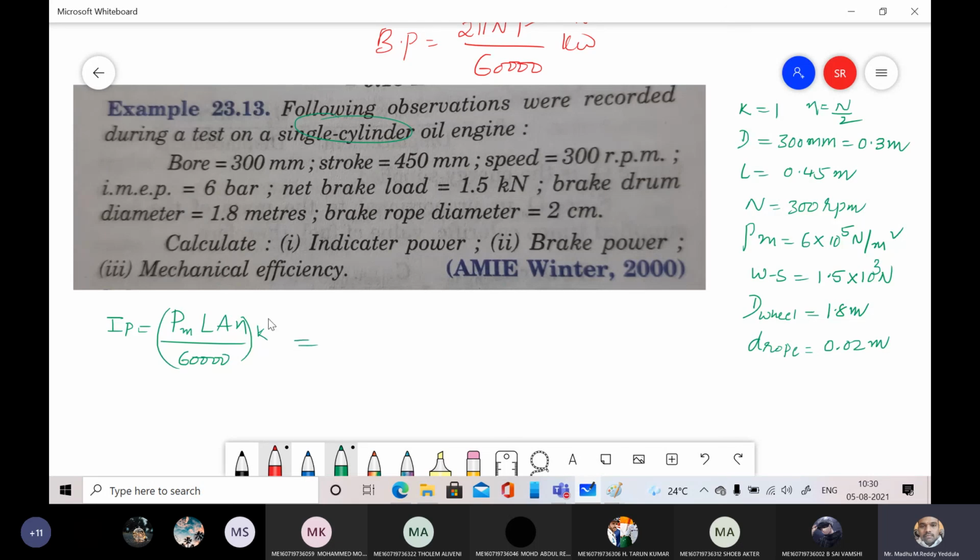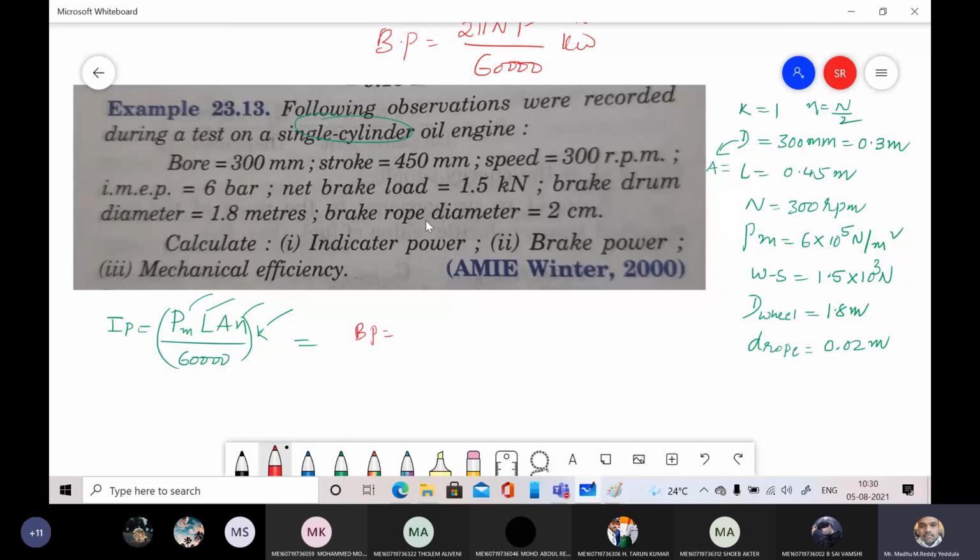Any problem with this data? You have the P M value, stroke length is there, diameter is there. You can calculate area using pi by 4 d square. Small n is equal to N by 2, K is equal to 1. Everything is there, you can calculate IP. Any doubt in calculating IP? Please respond. No, sir. Next will be BP.